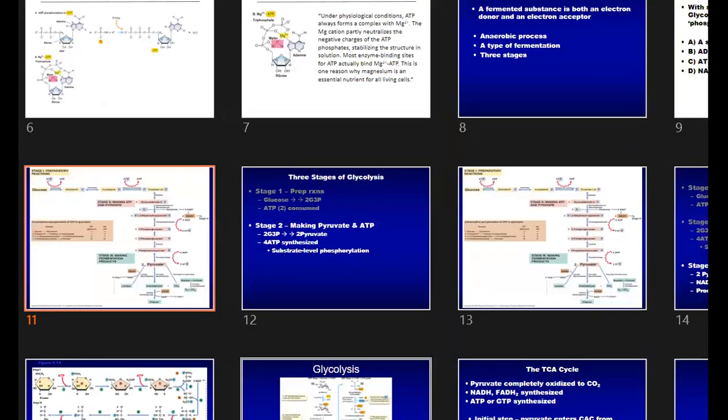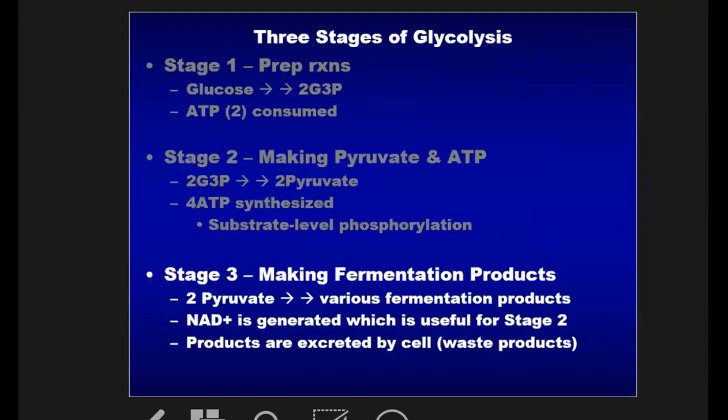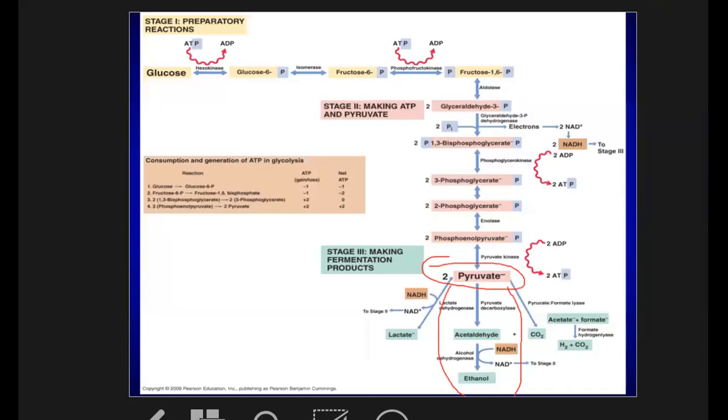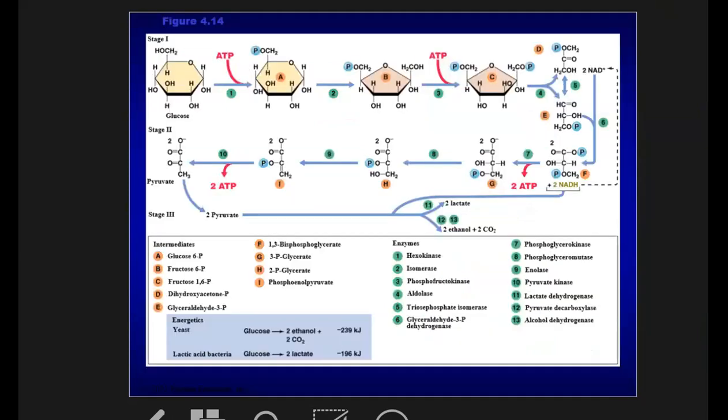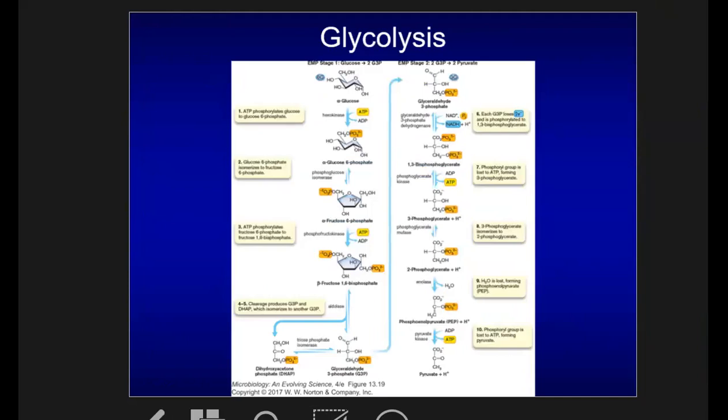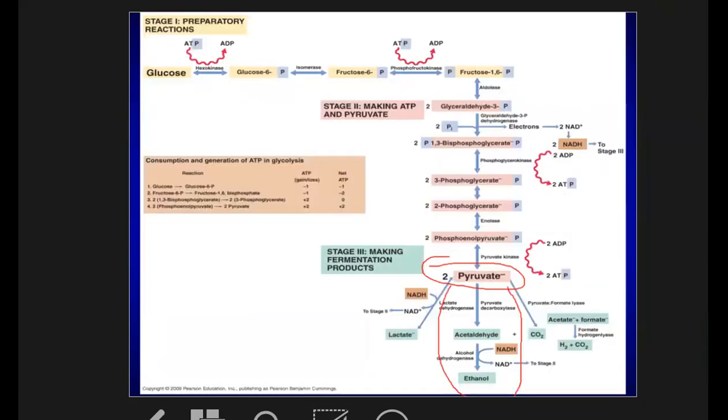Okay, so we've gone through stage 3. So let's think about, oh, by the way, I put in a couple of extra slides. So this is glycolysis as well. This is glycolysis as well. So whatever your brain prefers to look at, that's fine. I just tend to teach off this one. I like how it's color coded and I'm just used to it.